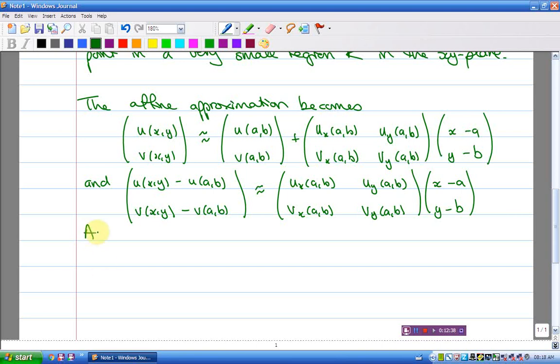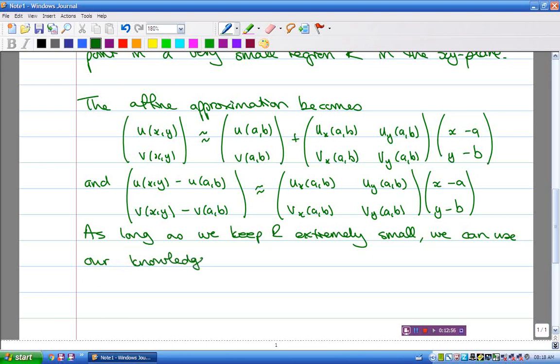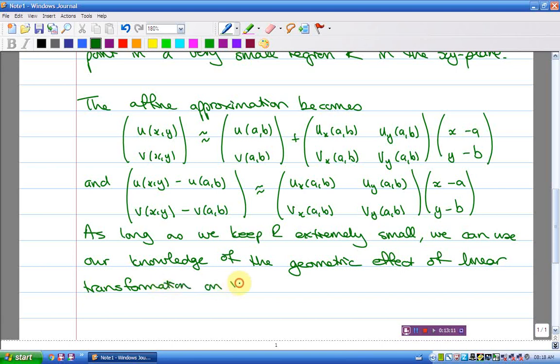So as long as we keep r extremely small, we can use our knowledge of the geometric effects of linear transformations on the area of transformed regions, which is really what we've been after this whole time.